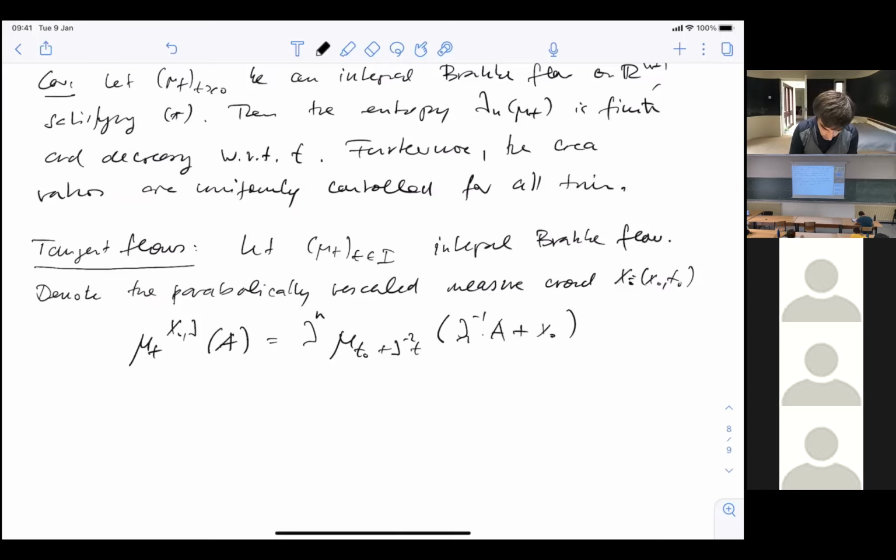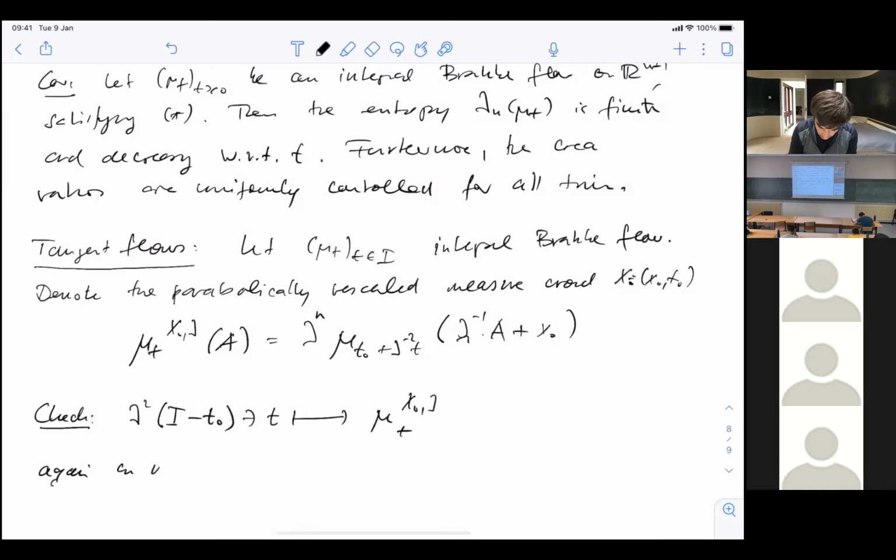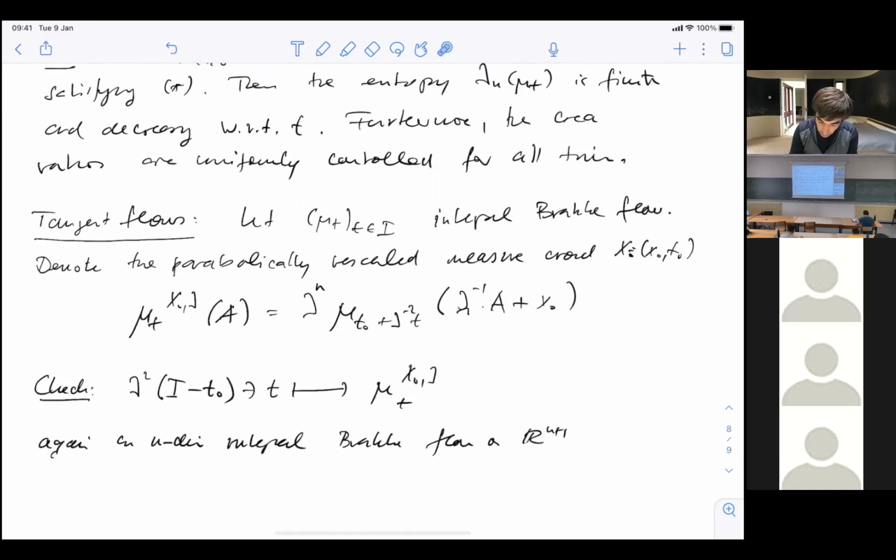Now you can check that the interval of definition is now this interval I. You shift by t0, and you scale up by factors t squared. Then you map this to mu_t^{x0,lambda}. That is again an n-dimensional integral Brakke flow in R^{n+1}. The important thing is that if this flow before has an entropy control, that flow still has the same entropy control, because we just shift by scaling and by translation, and that we already took out in the definition of the entropy.